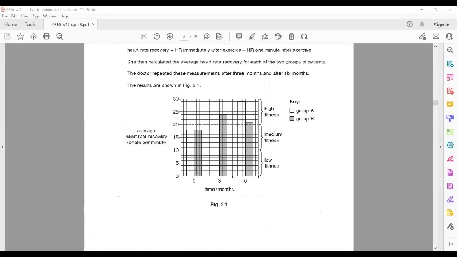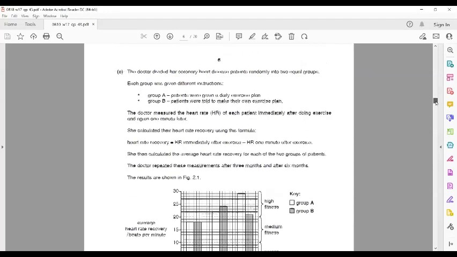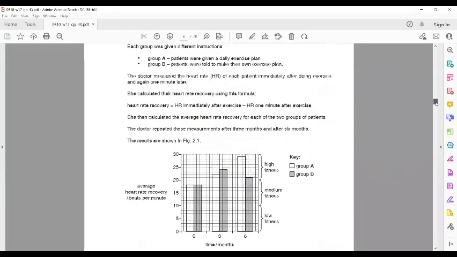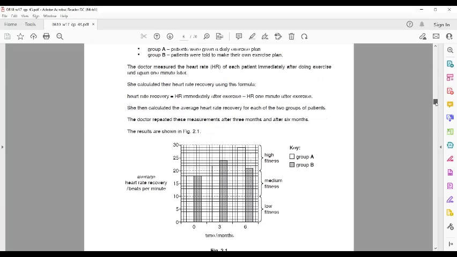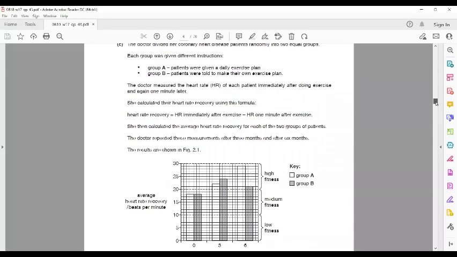So at month 0, 3 months later, and 6 months later, there are Group A and Group B. The average heart rate recovery per minute is given. Group A patients were given a daily exercise plan, and Group B patients were told to make their own plan. So Group B are doing their own plan, but the other ones are being given the exercises and the planning.